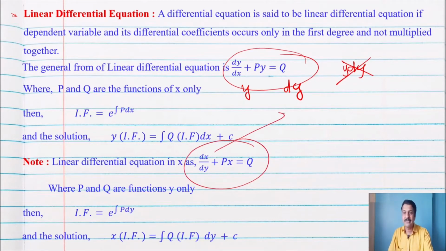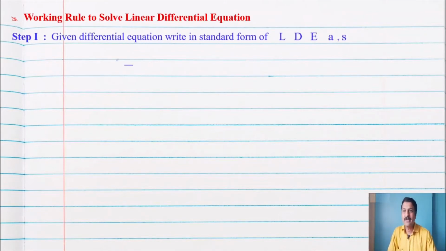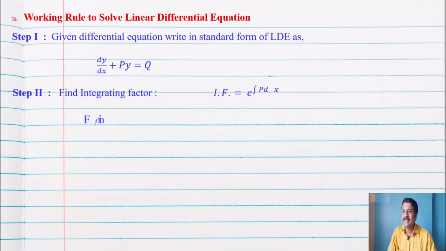Similarly, I can consider here 1 x and 1 dx, there is no other function of x in the differential equation and it should not be together, meaning this x into dx should not be there, then it is a linear differential equation in x. So here is the working rule to solve the linear differential equation. Let's see the steps. Step number 1, you write the given differential equation in the standard linear differential form. What is that? dy by dx plus p into y equal to q, where p and q are the functions of x only.